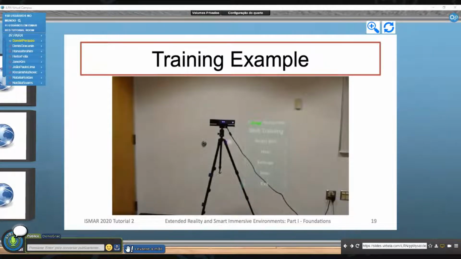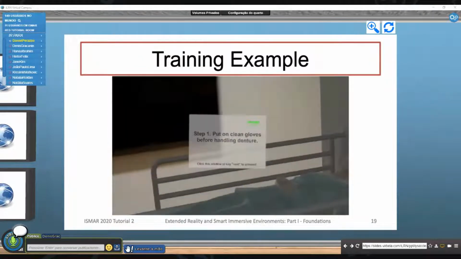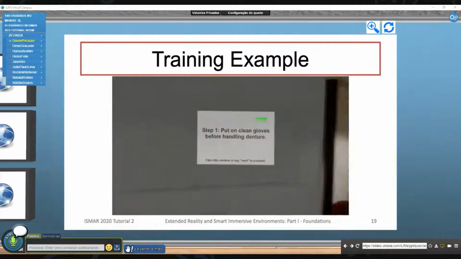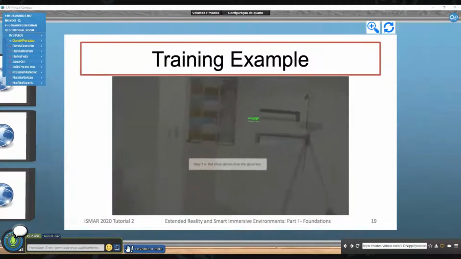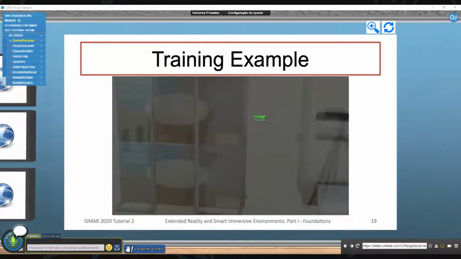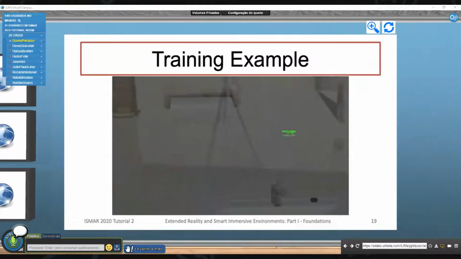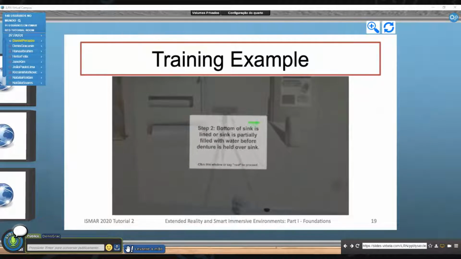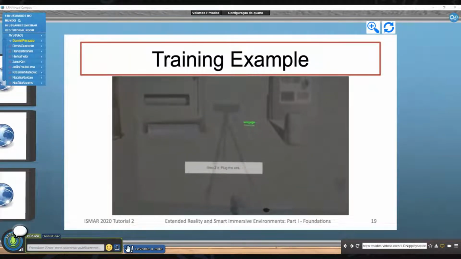Select skill. Next skill. So again, on this voice command. Previous skill. Start. Step 1. Put on clean gloves before handling dentures. So what we have now, the classroom has been transformed into a hospital room. Step 1A. Get clean gloves from the glove box. The student has to follow a very structured set of predefined instructions. Step 2. Bottom of sink is lined or sink is partially filled with water before denture is held over sink. Step 2A. Plug the sink.